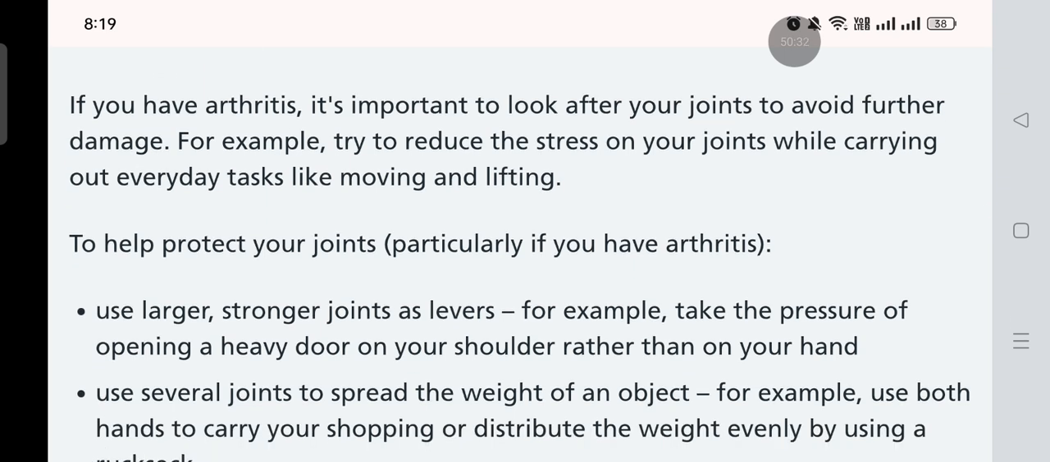Joint care. If you have arthritis, it's important to look after your joints to avoid further damage. For example, try to reduce the stress on your joints while carrying out everyday tasks.